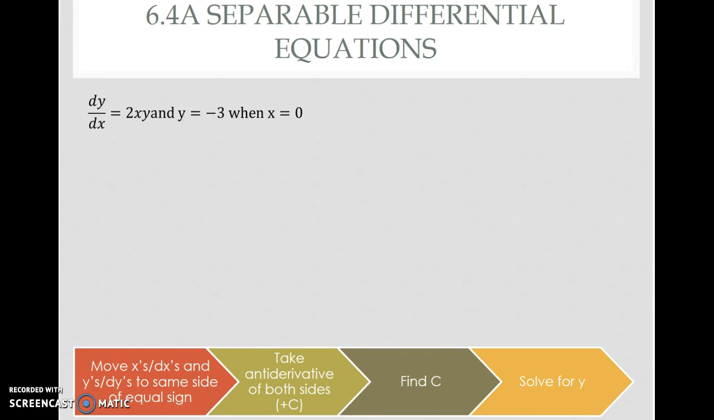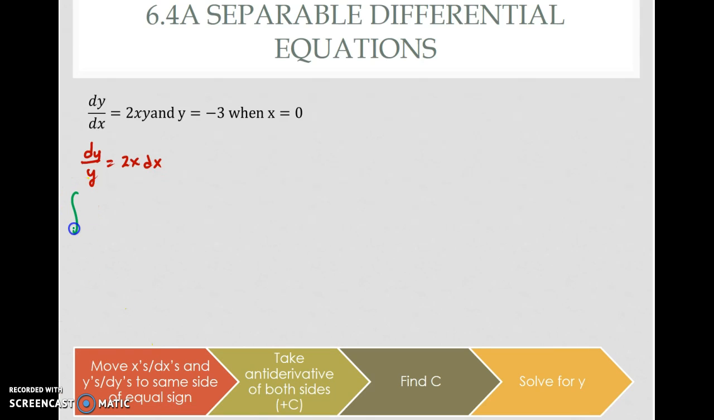All right. Here's another example. Pause the video and try it yourself. And so I'm going to have dy over y is equal to 2x dx. Again, I like to keep the y side as clean as I can because that's the side that I'll be solving for eventually.